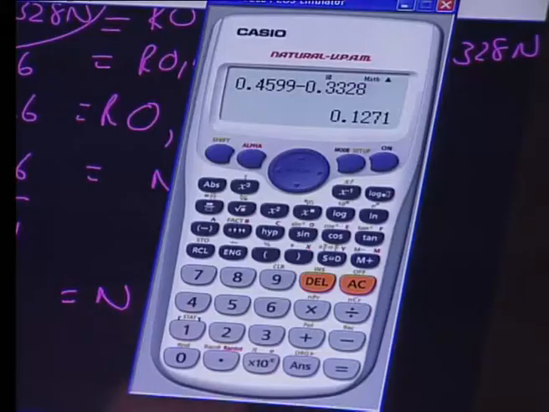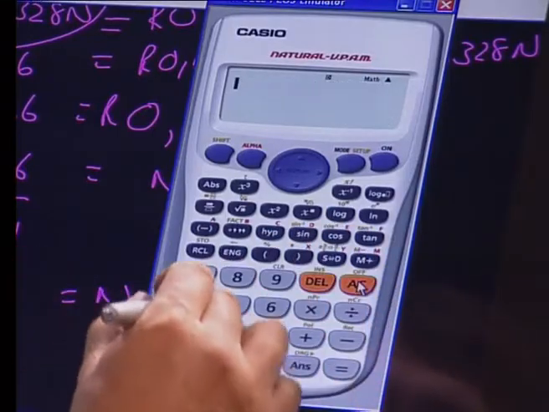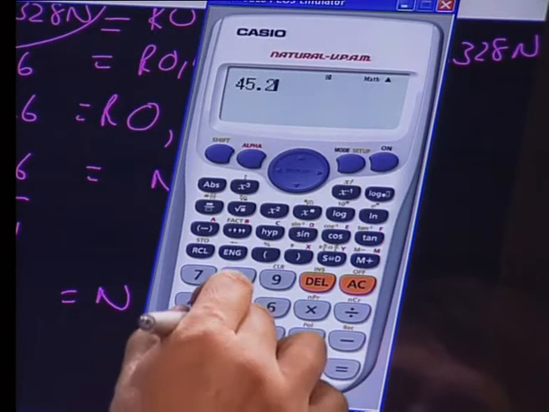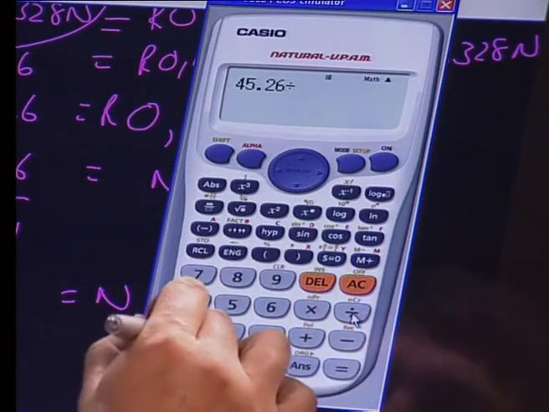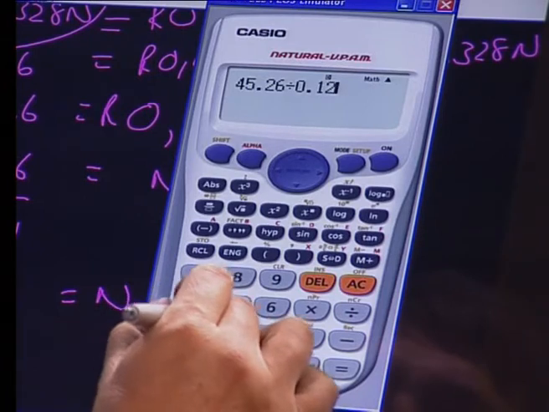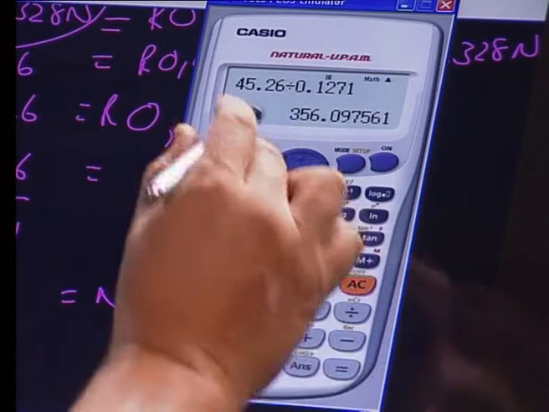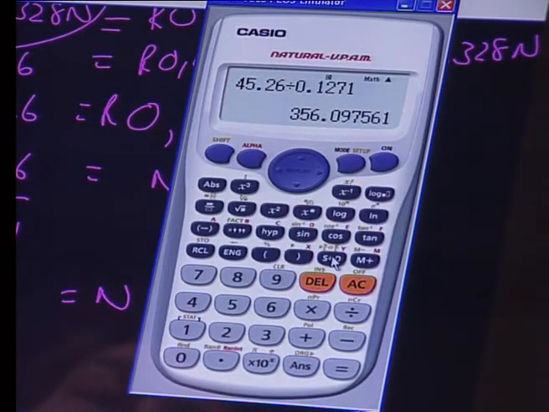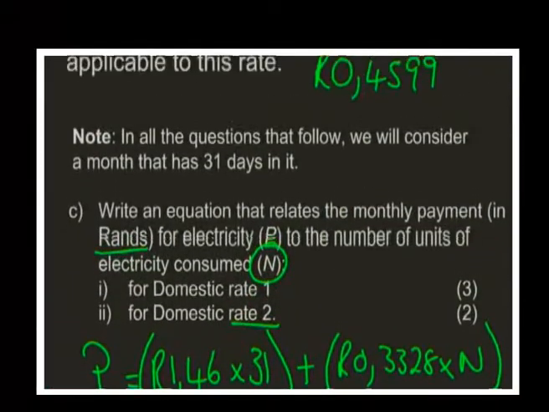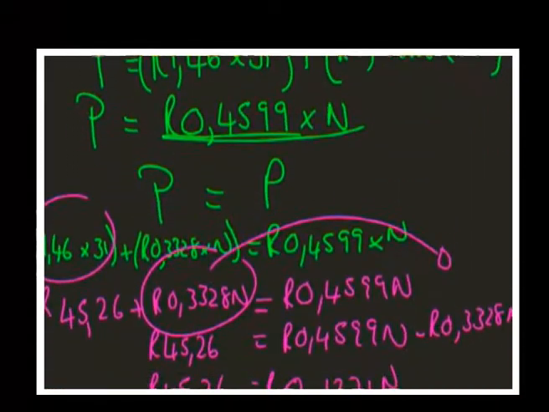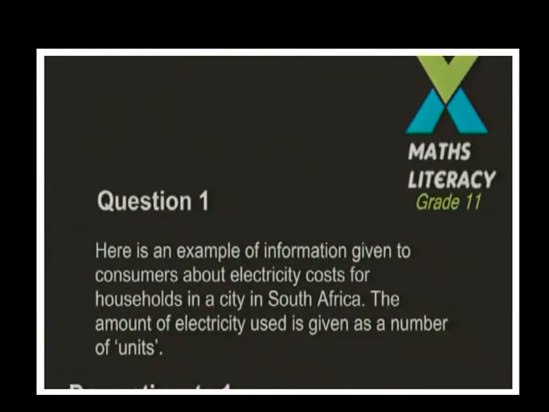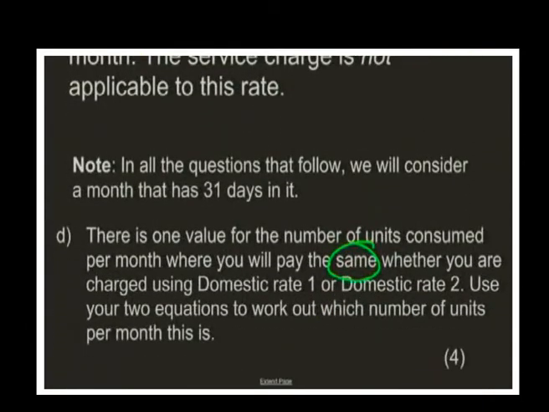Let's take out our calculator again. So we've got 45.26 divided by 0.1271 equals, and there's our answer there, 356.09. Now, I'm not sure if this question asked us how many decimal places, did it? Let's just go back to what that question was. It said, use your equation to work out which number of units per month this is.